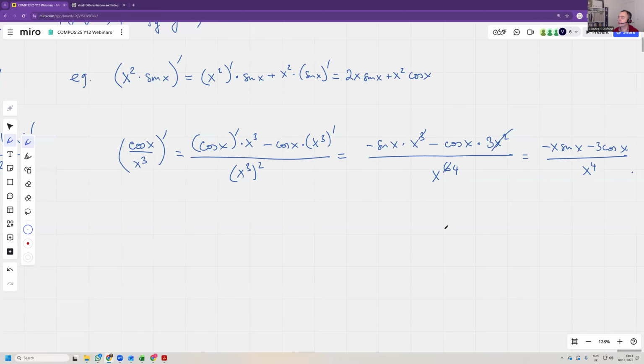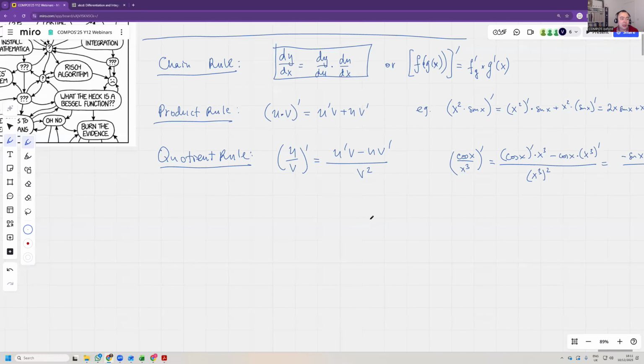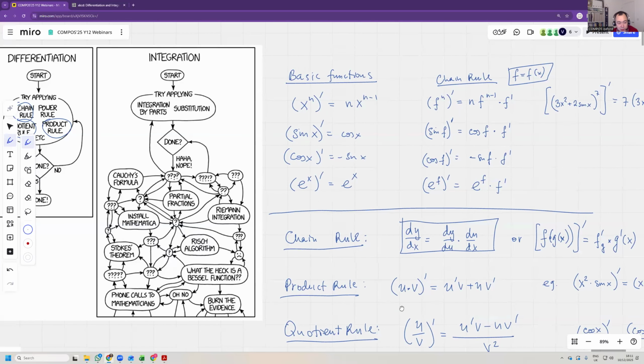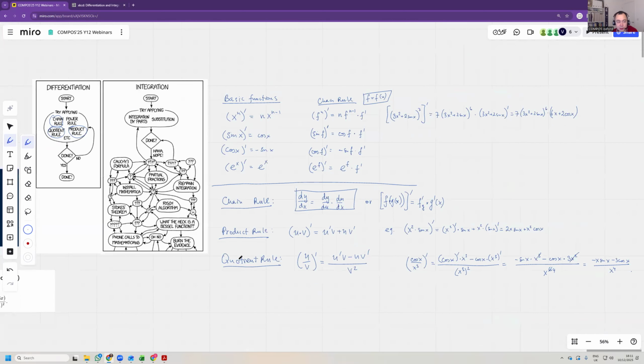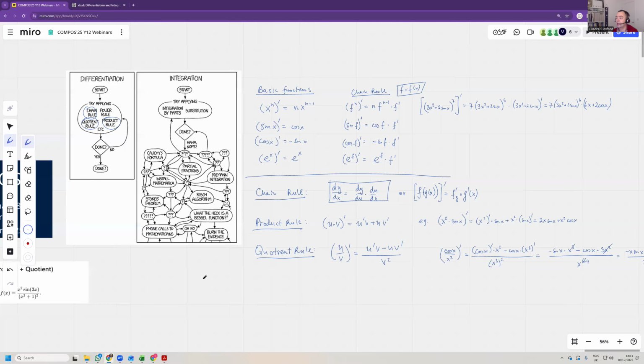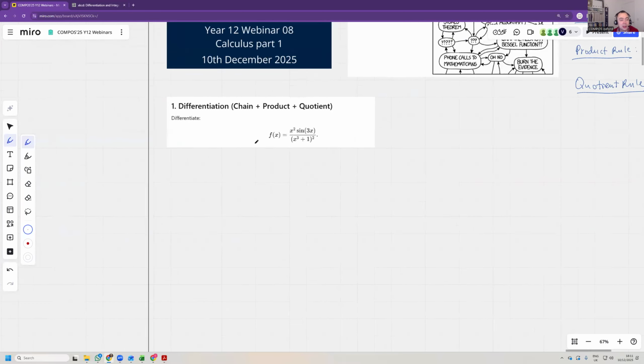Okay, I hope that makes sense. So these are pretty much all the rules of differentiation. If you know and understand these three rules, you can differentiate any function, as I shall demonstrate.